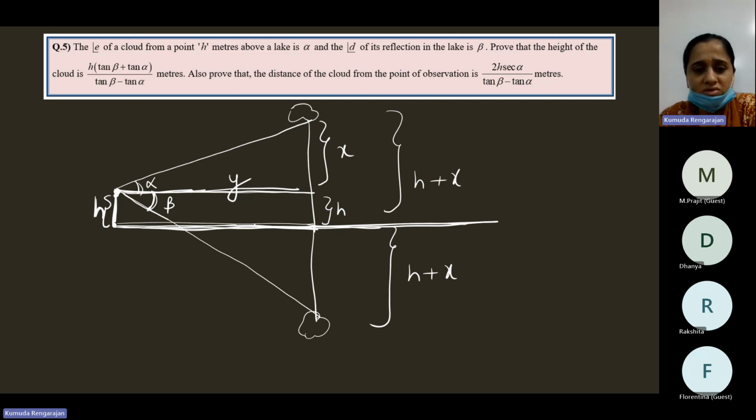Same thing here. This is the surface of the water. This is the cloud. The height is h plus x. From the surface of the water to the cloud is h plus x. From the surface of the water to the reflection will also be h plus x. The surface of the water is like in the middle of the cloud and its reflection. The distance will be the same.